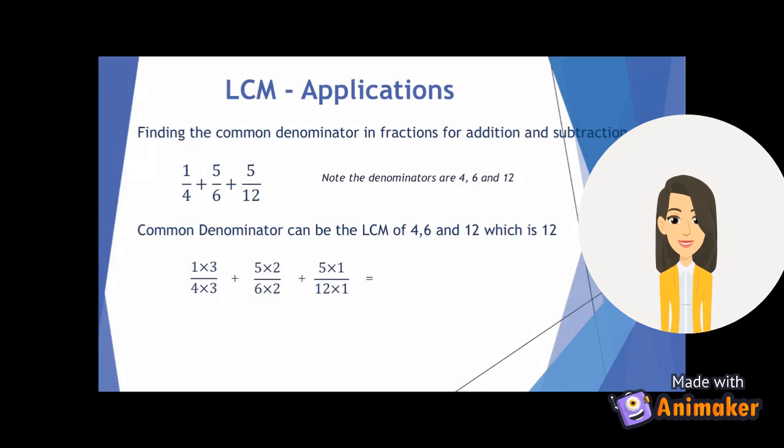Now that the denominators of all the 3 fractions are the same, that is 12, we can comfortably add the numerators to finally get 18 by 12. Now we reduce it to the lowest fraction by cancelling 18 and 12 by 6, which yields 3 by 2. And that's your answer.